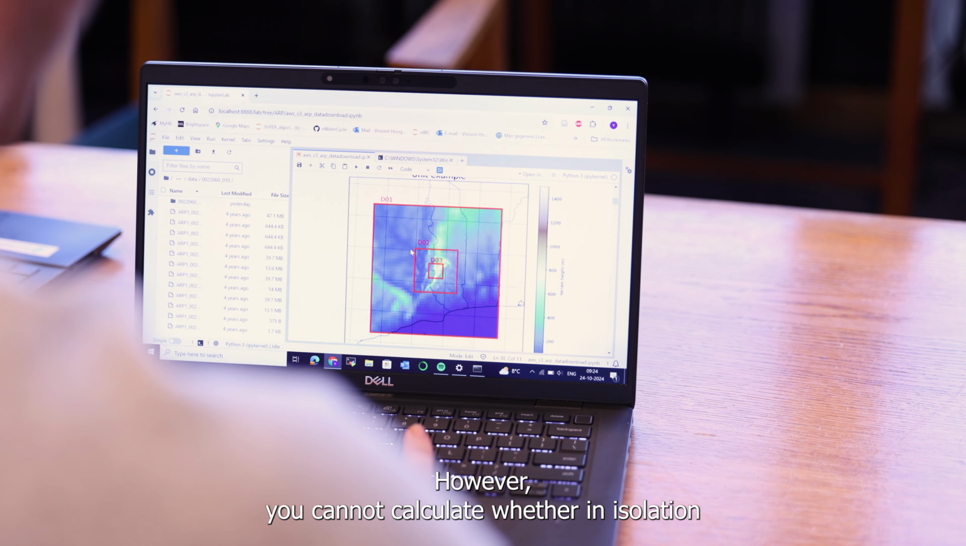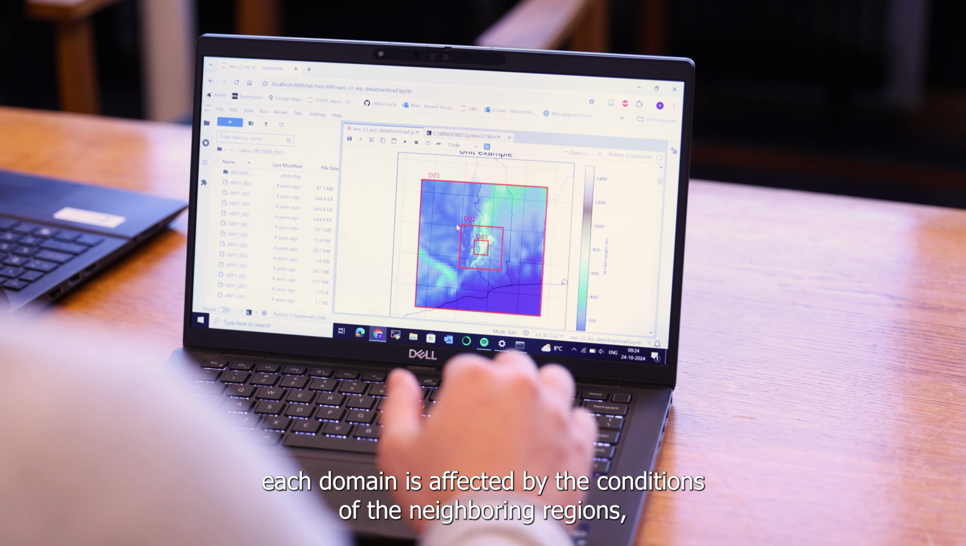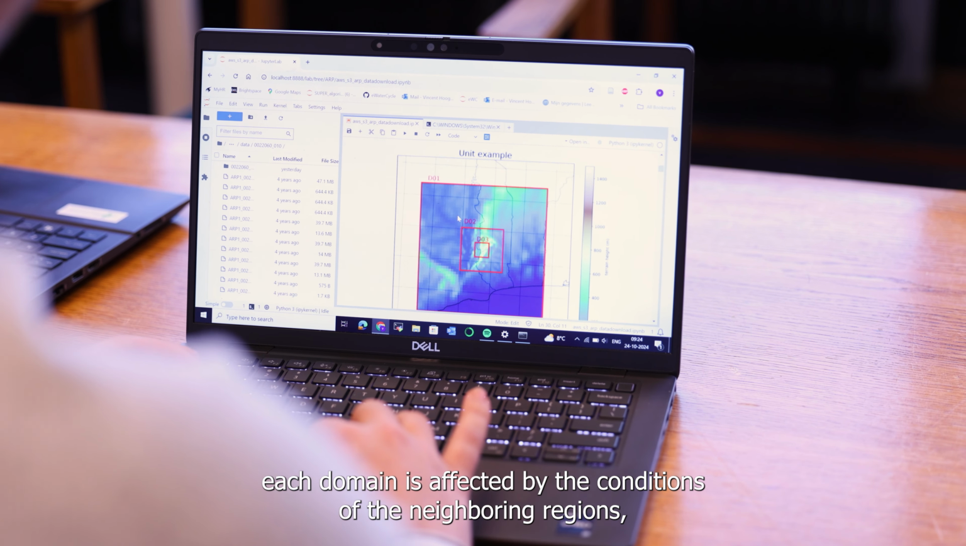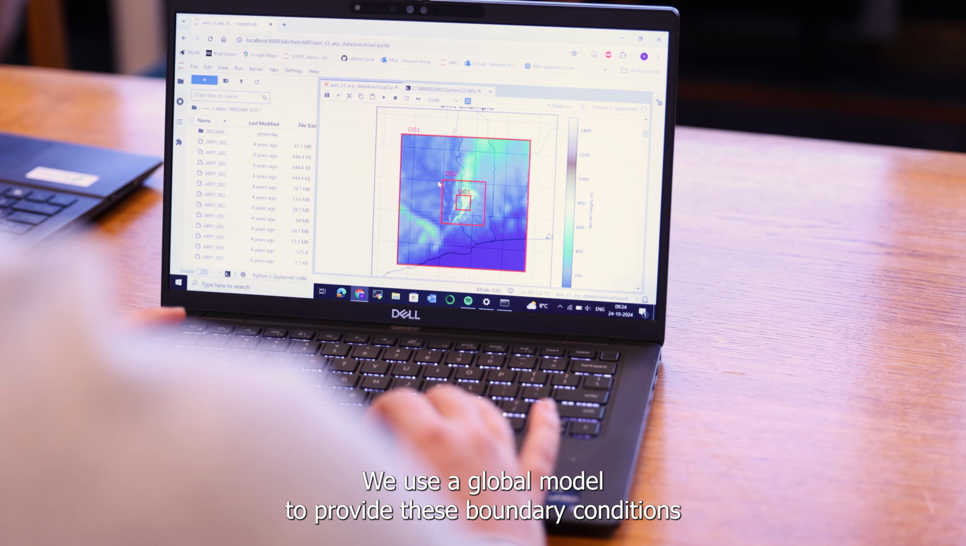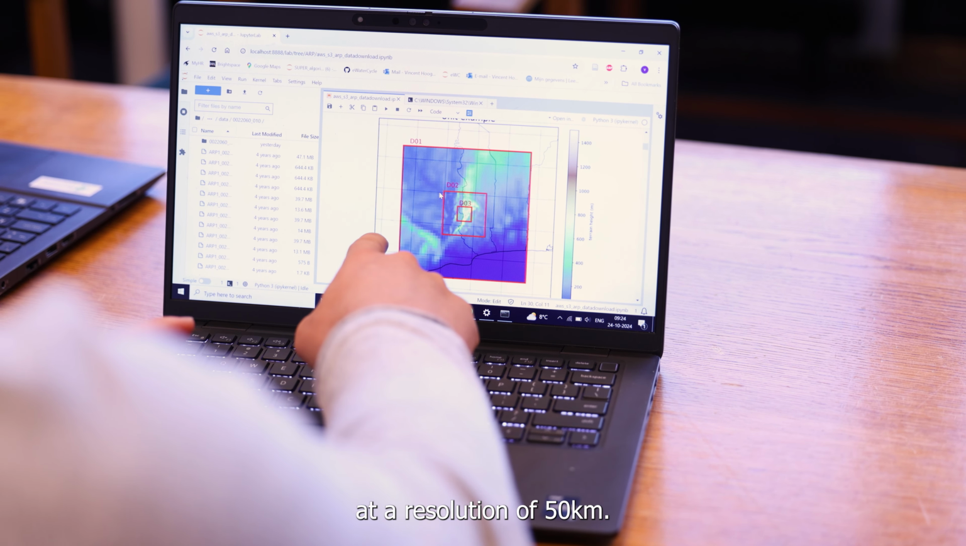However, you cannot calculate weather in isolation. Each domain is affected by the conditions of the neighboring regions, like which way the winds are blowing. We use a global model to provide these boundary conditions at a resolution of 50 kilometers.